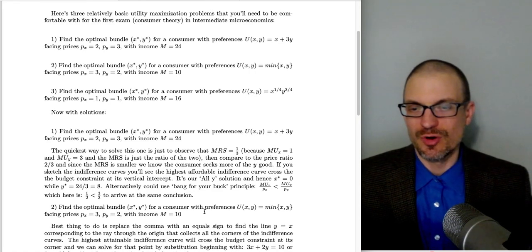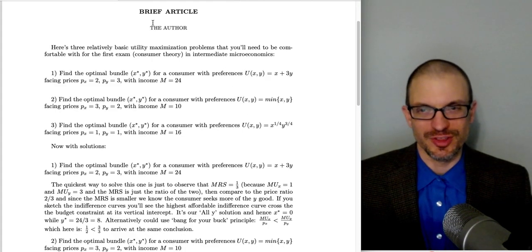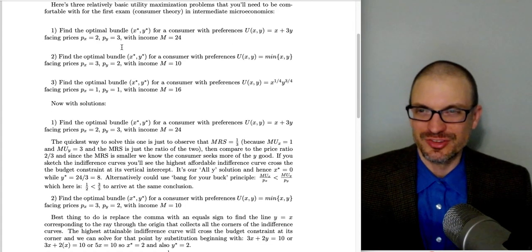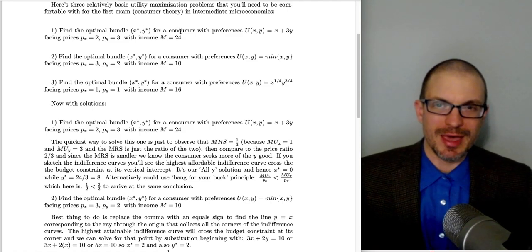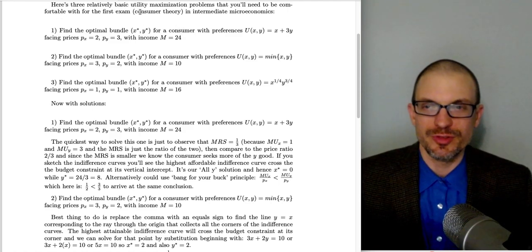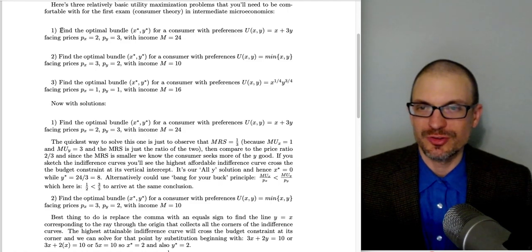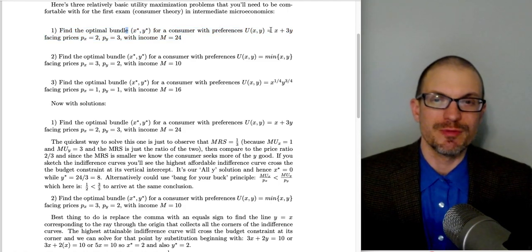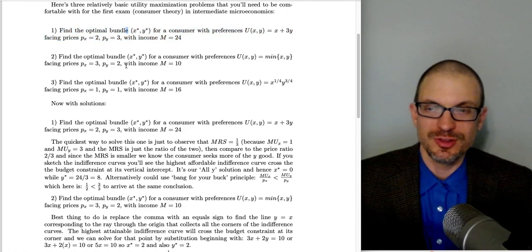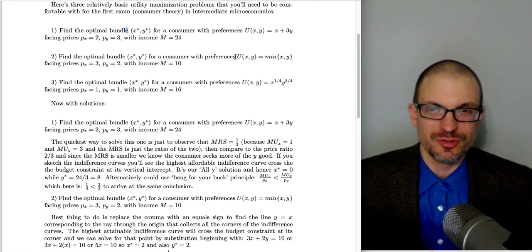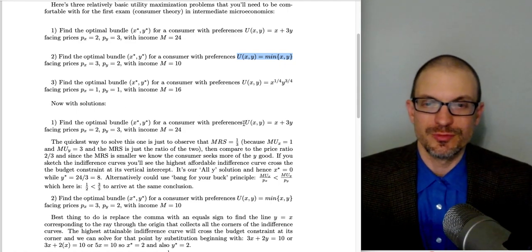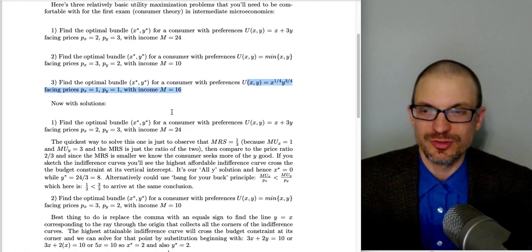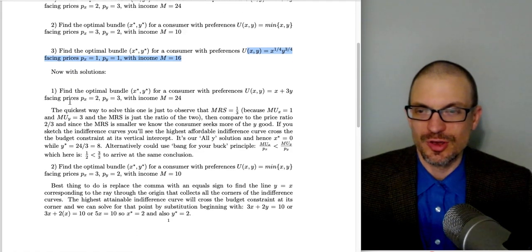All right, so now let me go over the full version. This is just the generic LaTeX, right? Here are 3 relatively basic utility maximization problems that you need to be comfortable with for the first exam in consumer theory. Here's how I'd write it up a little closer to an exam question. Find the optimal bundle, x star, y star, for a consumer with preferences x plus 3y, facing these prices. Find the optimal bundle for a consumer with these preferences, with these prices and this income. And then find the optimal bundle for a consumer with these preferences. Okay, cool. So here's the write-up for each of these.